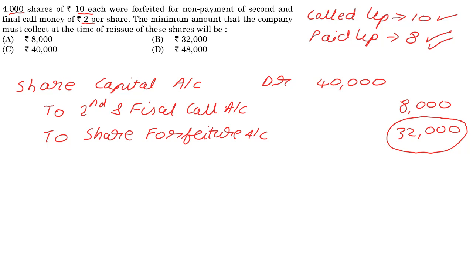The balance in a share forfeiture account is 32,000, which is 8 rupees per share. So we can give a maximum discount of a 10 rupee share to the tune of 8 rupees. That means minimum we have to collect is how much? It's going to be 2 rupees. Into how many shares? 4,000. And therefore, our answer is going to be 8,000. Although it'd be rather sad if you're reissuing shares at only 2 rupees each. I'm sure you'll get a better price. Anyway, 8,000 is our answer.